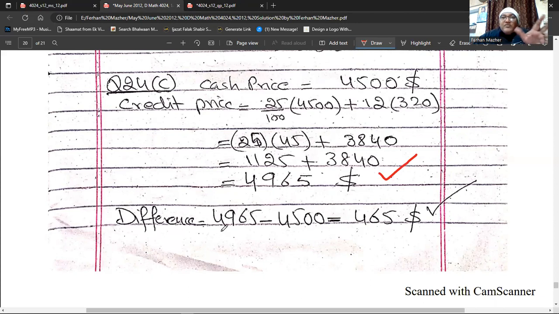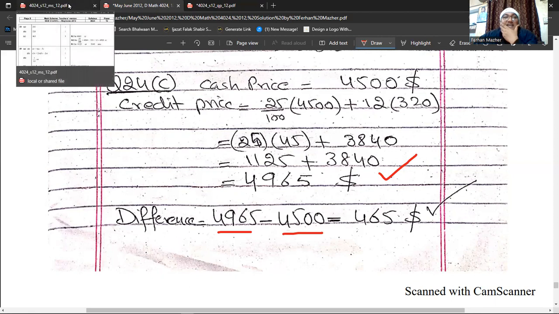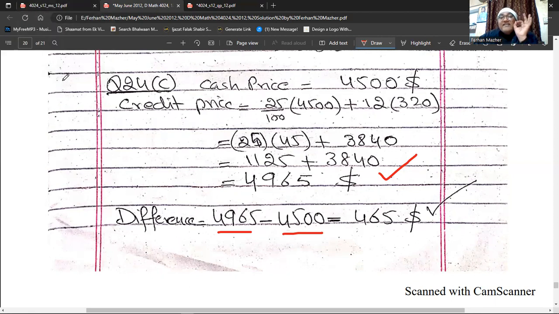So what's the difference between them? This is the credit price and this is the cash price. You subtract them, and you get $465. So how much extra money does she have to pay? She has to pay $465.